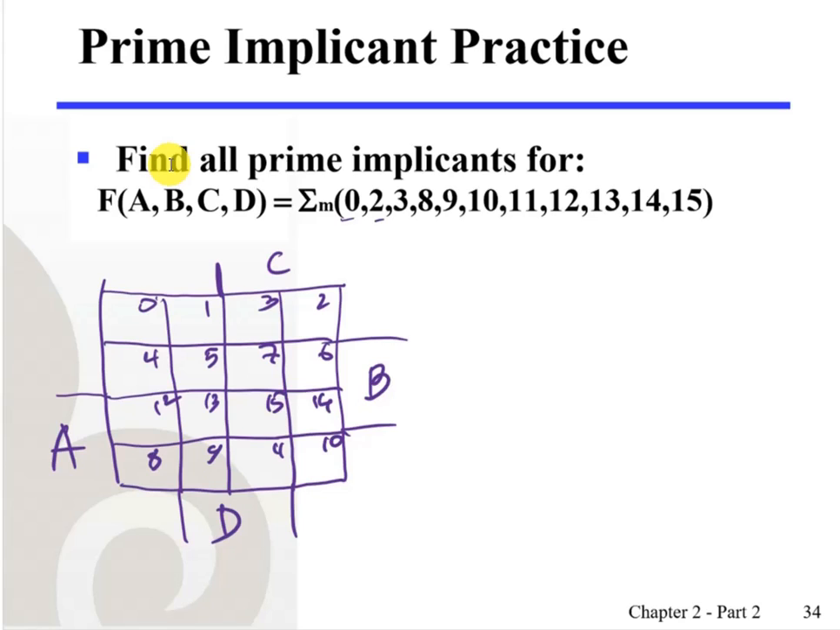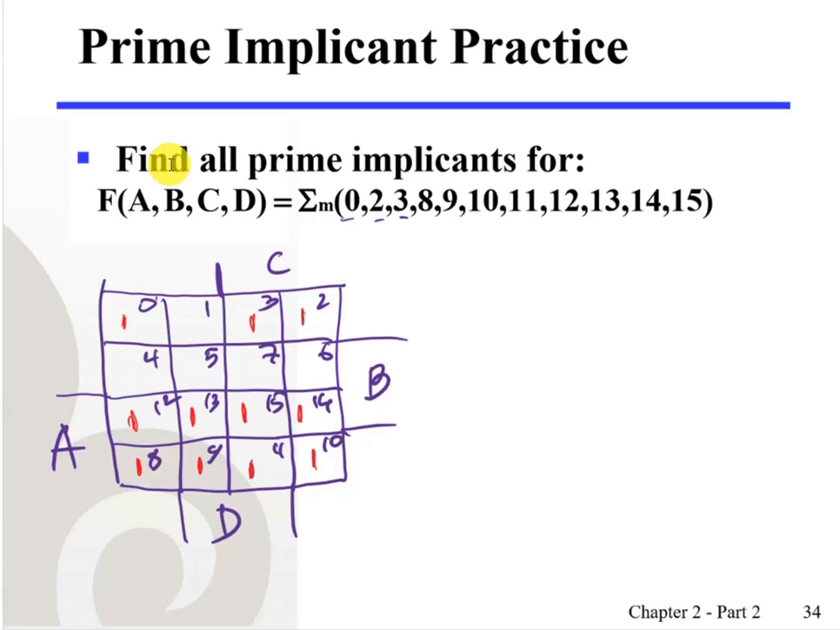Now I just plug in those values, whenever they're 1: 2, 3, 8, 9, 10, 11, 12, 13, 14, 15.